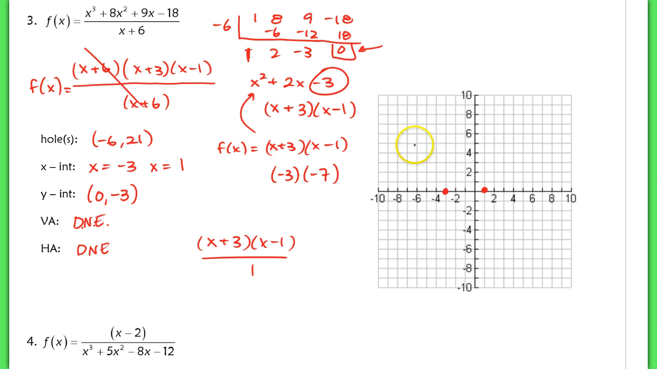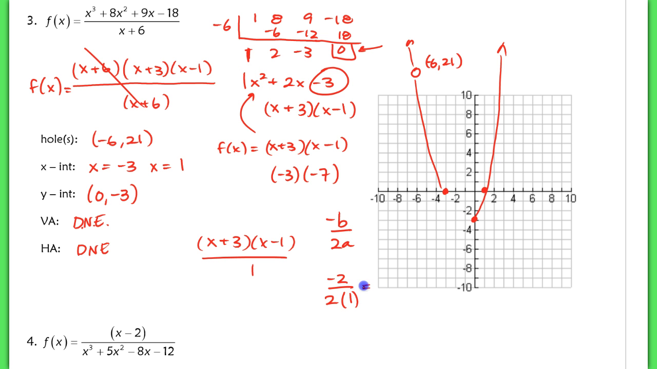And I have a hole, I'm just going to indicate, since I know it's off the graph here, there's my hole at -6, positive 21. I have a y-intercept at 0, -3. And now I just need to find the actual vertex of this, because that's a review for you guys anyhow. Remember to find the vertex of your quadratic, take opposite of b over 2a. So if I plug in opposite of b over 2a here, I have -2 divided by 2 times the a value here is 1. So we have an x value of -1, and if I plug that back into my function, I end up at -4. So that's the quadratic there, the graph of number 3.